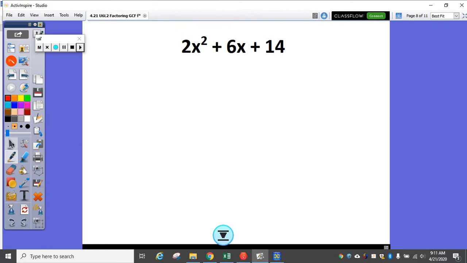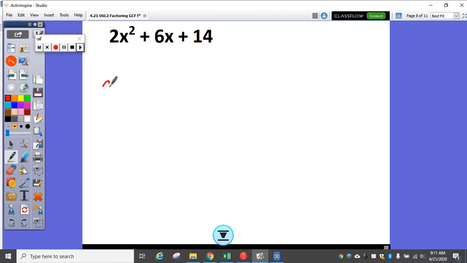All right, so now we have 3 terms. We're doing the same thing. All right? So let's look at this. We're going to look at the numbers first. So what's the largest number that will go into 2, 6, and 14? The largest number that will go into 2, 6, and 14 is going to be 2. That's the largest number. This has an x squared, this has an x, and this does not have an x. So therefore, I cannot take any x's out with it because they don't all have one. So let's go ahead and take this out.